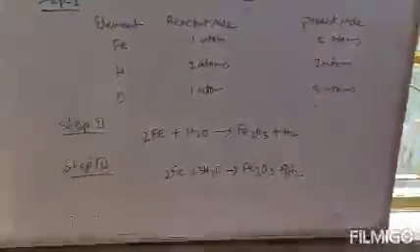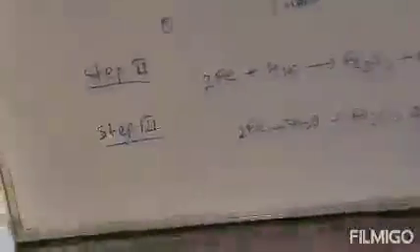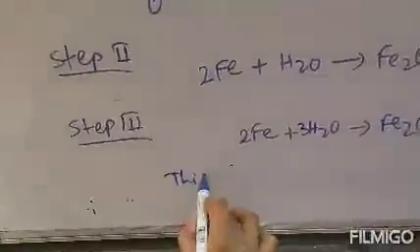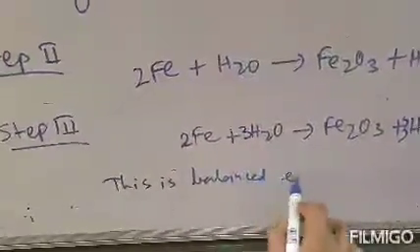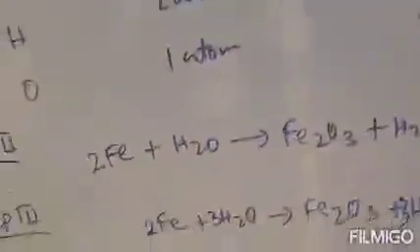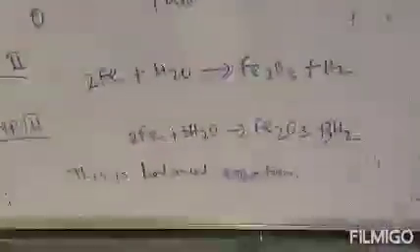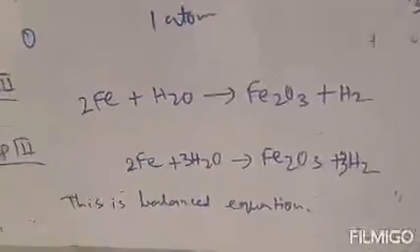Each element is balanced. So this is your final balanced chemical equation. So you will write, this is the balanced equation. Clear? This is the way we will solve these questions. So the final equation is 2Fe plus 3H2O gives Fe2O3 plus 3H2. Clear? So in this way we will solve balanced equations.